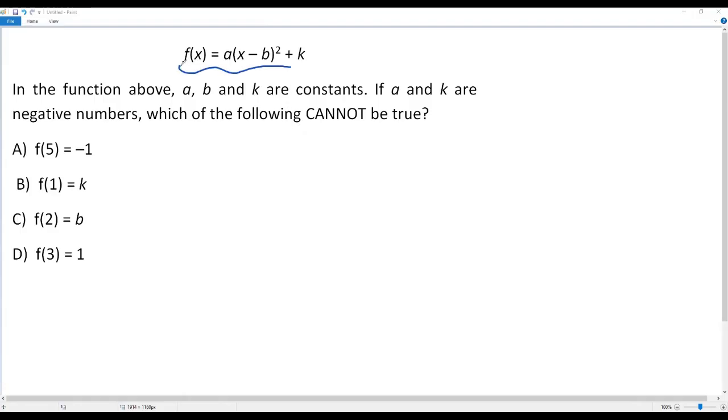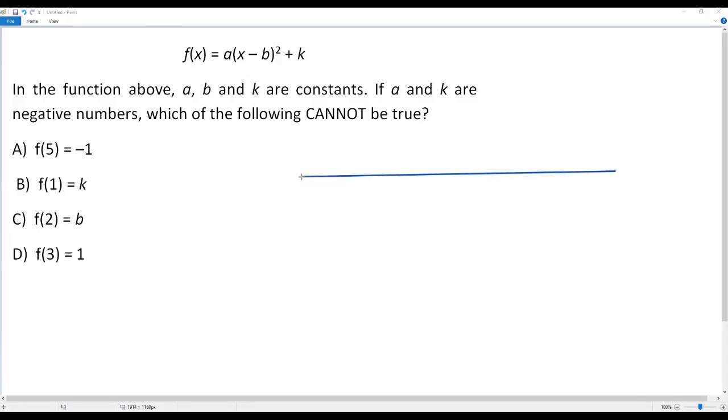Actually, here we have a quadratic function in vertex form, and the graph of this quadratic function will be a vertical parabola. Okay, and also here we have some information about the values of the constants a and k. So a and k both are negative numbers. Actually, a is the leading coefficient and k is the y-coordinate of the vertex. Since the leading coefficient a is a negative number, the parabola we get for this quadratic function must open downward. And also, since the y-coordinate of the vertex, that is k, is a negative number, the parabola must be below the x-axis.